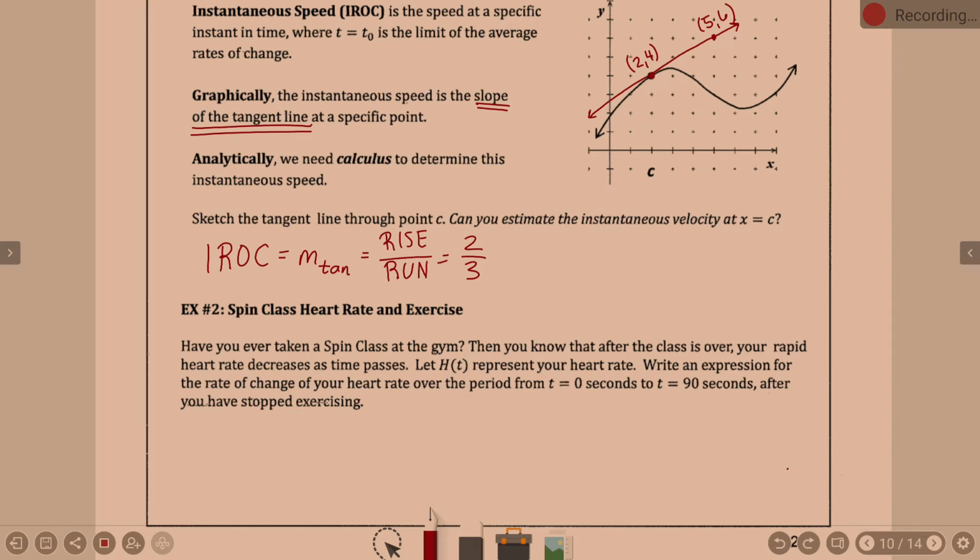Let h of t represent your heart rate. Write an expression for the rate of change of your heart rate over the period from time t equals 0 seconds to t equals 90 seconds after you have stopped exercising. So we're writing an expression for the rate of change of your heart rate. Thoughts on how to write this? Something equals h of t.